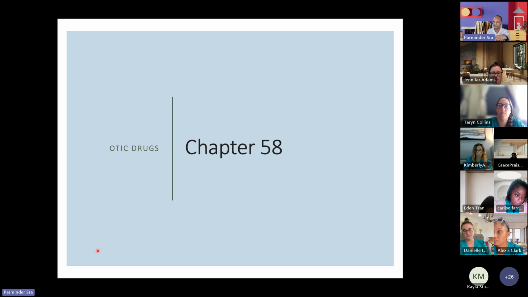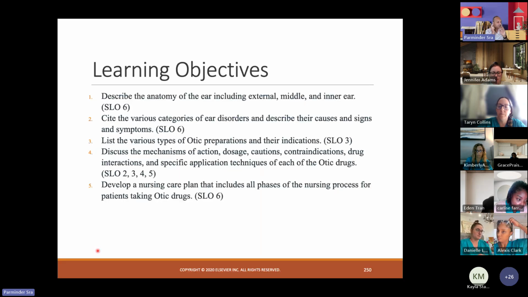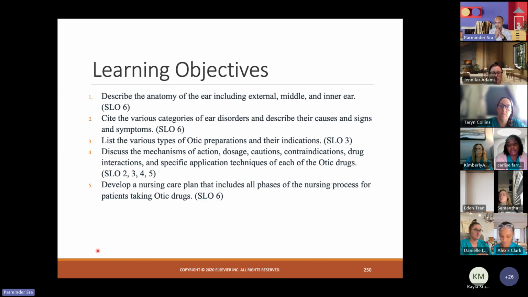Last chapter of the day, guys. Otic drugs. Drugs used for ear conditions. So we'll talk about common issues related to ears, and then the medication used, as well as any contraindication, interaction, adverse effects, or important aspects when developing a nursing care plan or taking care of patients who are on any of these drugs.